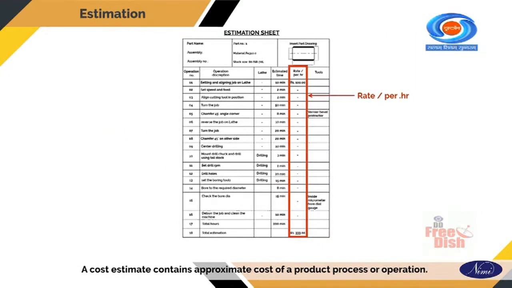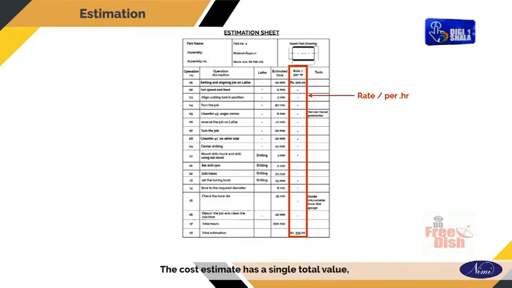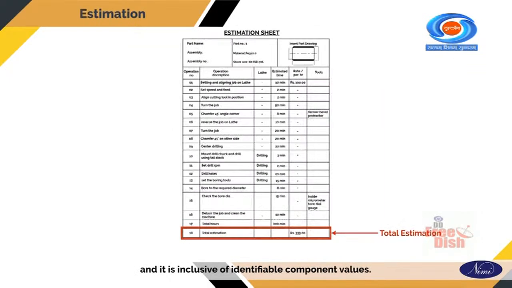A cost estimate contains approximate cost of a product, process or operation. The cost estimate has a single total value and it is inclusive of identifiable component values.